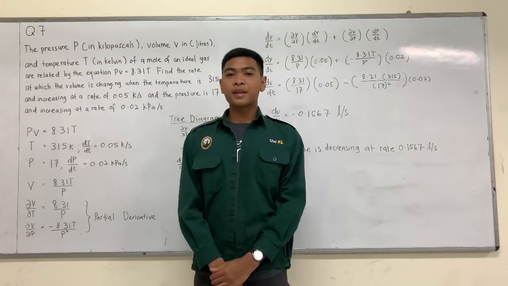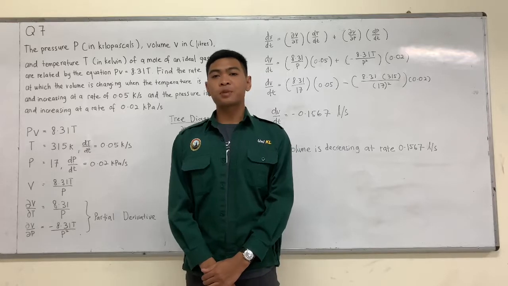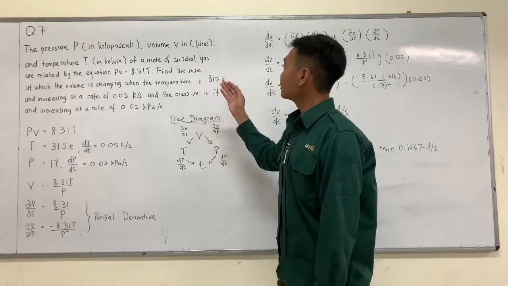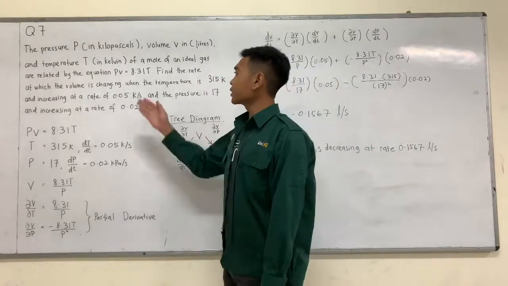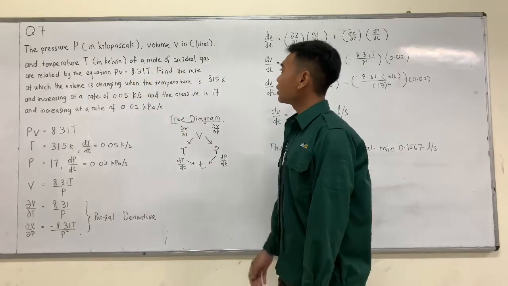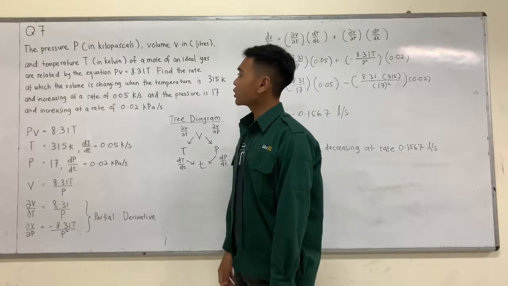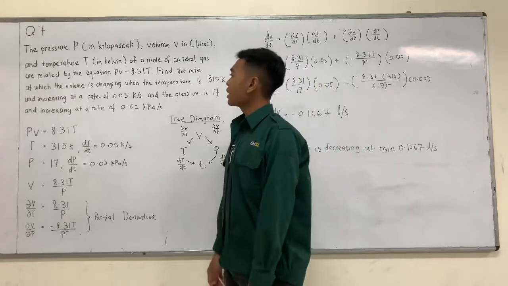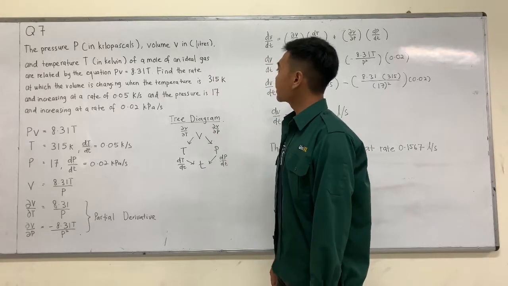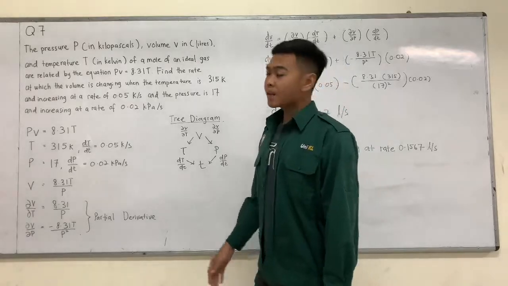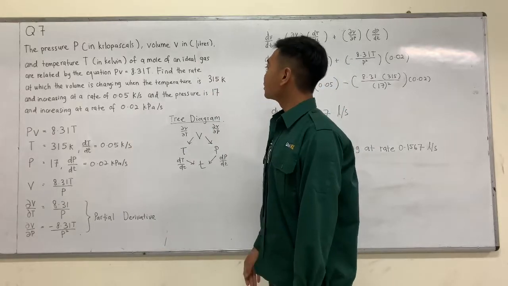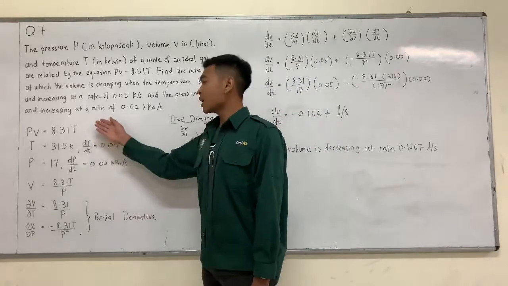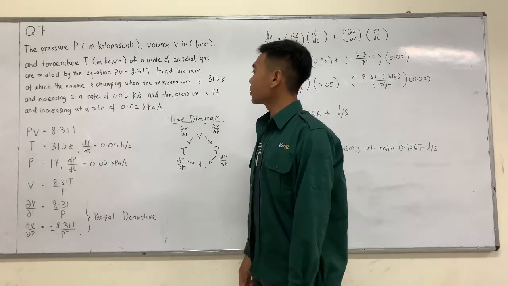Today I want to present about a related rates problem. The question is the pressure P in kilopascal, volume V in liters, and temperature T in Kelvin of a mole of an ideal gas are related by the equation PV equals 8.31 T. Find the rate at which the volume is changing when the temperature is 350 Kelvin and increasing at a rate of 0.05 Kelvin per second, and the pressure is 70 and increasing at a rate of 0.02 kilopascal.